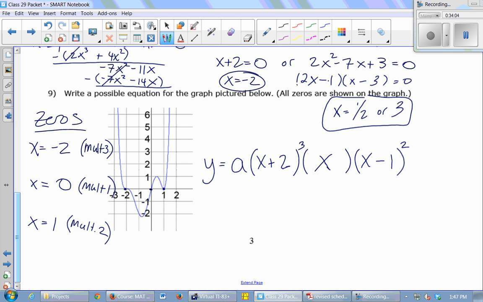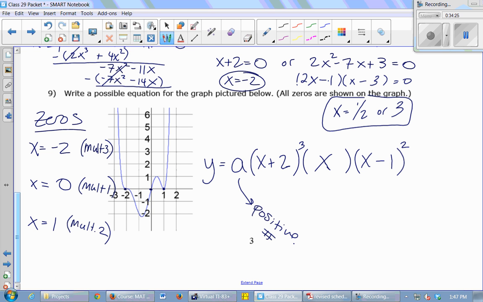And then I don't know what the value of a is, but what do I know about a? Positive because both arms are up. So I know this has to be some positive number. Yeah, sure.